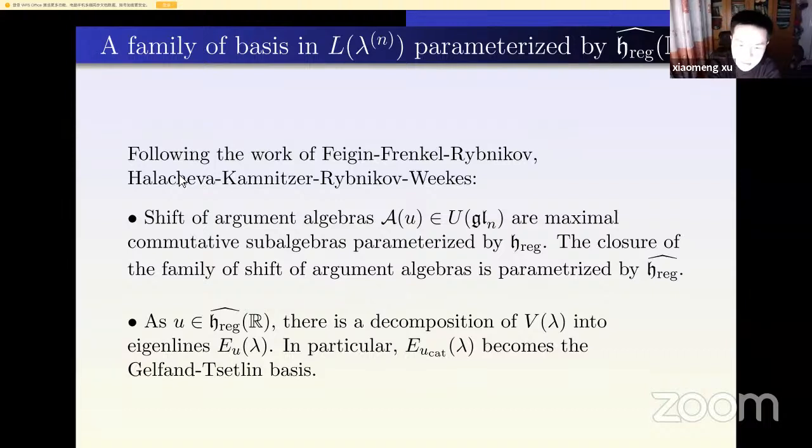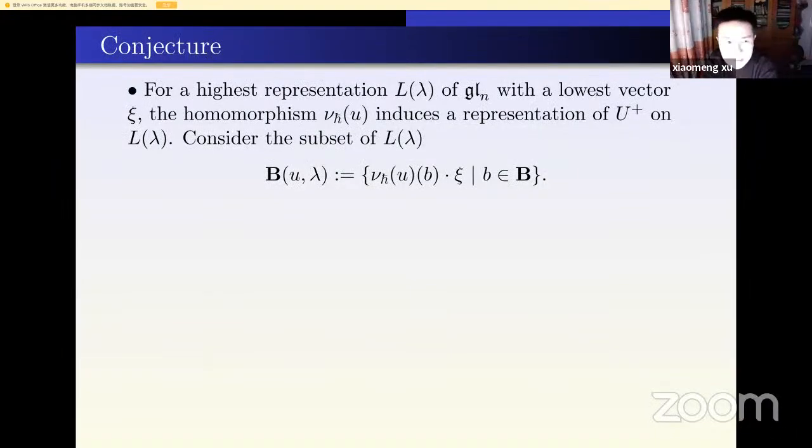Recall that I introduced the Gelfand-Tsetlin basis in the previous slides. And this slide says that there is a family of deformations of the Gelfand-Tsetlin basis by the eigenlines of shift of argument algebras. And then the conjecture says that actually the quantum Stokes matrices, or equivalently the isomorphism from the quantum groups to the universal enveloping algebras for any U, relate the canonical basis to this eigenbasis.